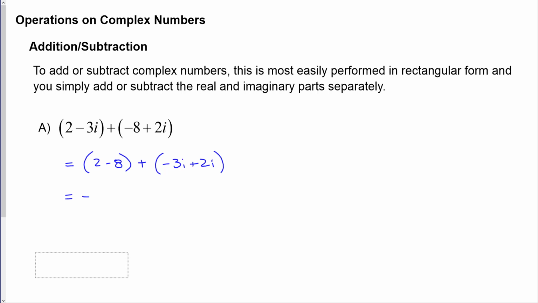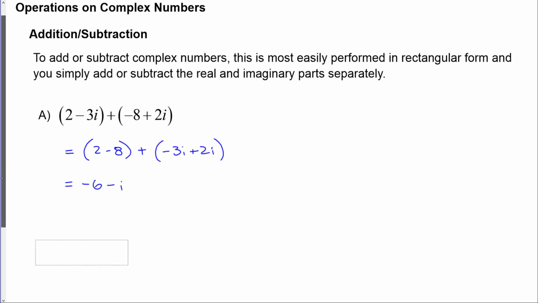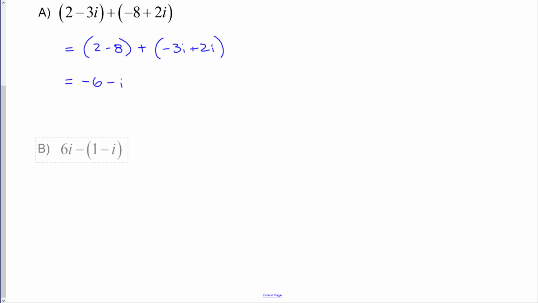So 2 minus 8 is negative 6, negative 3i plus 2i is minus i, and we're done. For another example, 6i minus 1 minus i. So this is effectively 6i minus 1 plus i. So this becomes negative 1 plus 7i. You just add the real parts and the imaginary parts separately.